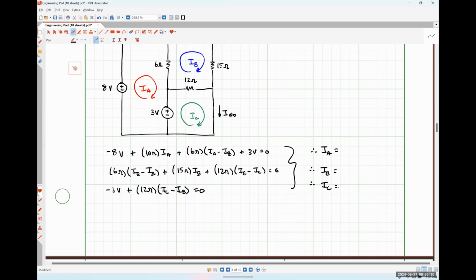And in solving this system of equations, I get 41 over 100 amps, 13 over 50 amps, and 51 over 100 amps. How would I express my Norton current in terms of those mesh currents?